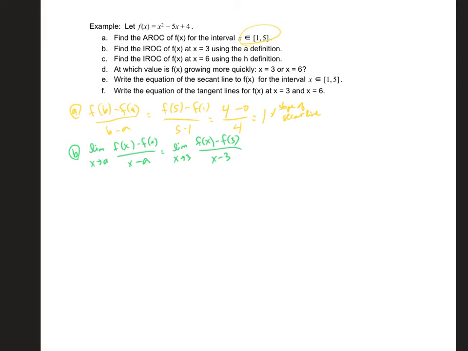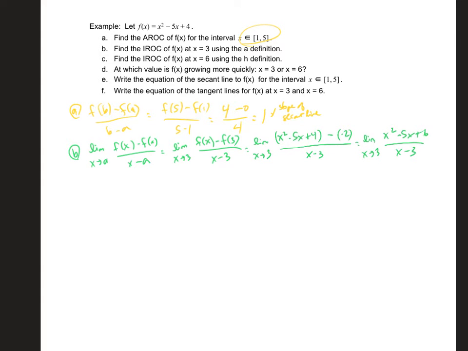Now, f of x is what you get when you plug x into the function. So that's going to come out exactly the same as what the function looks like. It's x squared minus 5x plus 4. Minus f of 3, which is what you get when you plug 3 into the function. So that would be 9 minus 15 plus 4, which is negative 2. Now, I'm going to simplify this. So the limit as x approaches 3 of x squared minus 5x plus 6 over x minus 3.